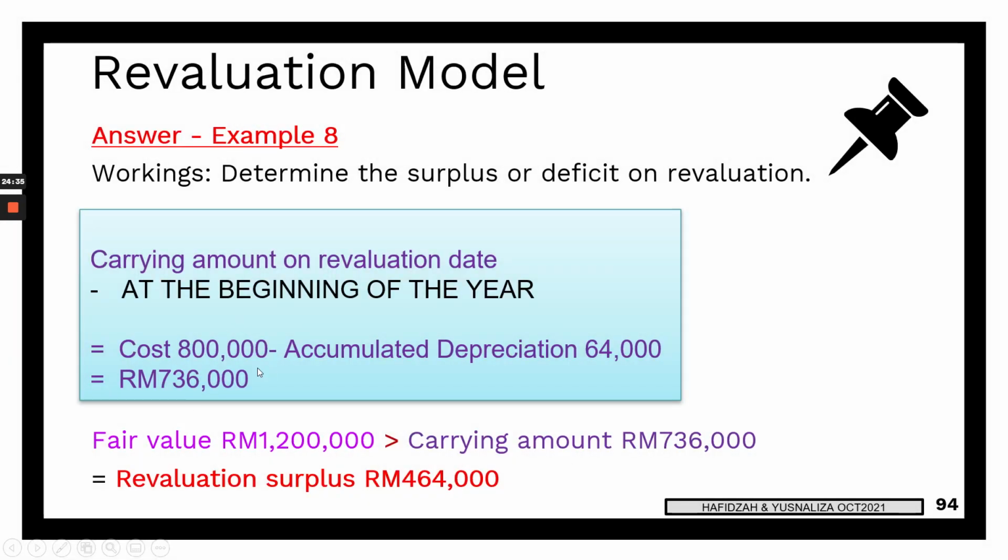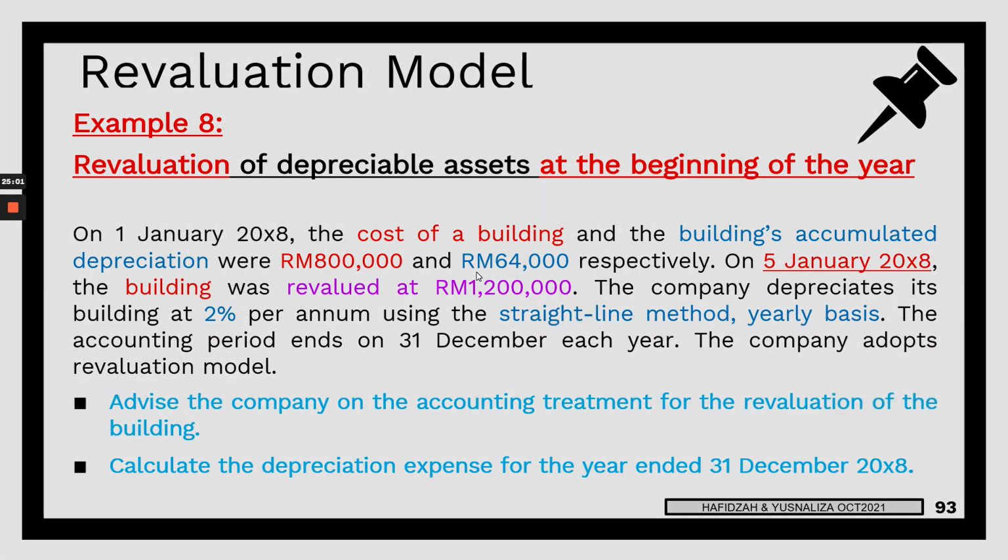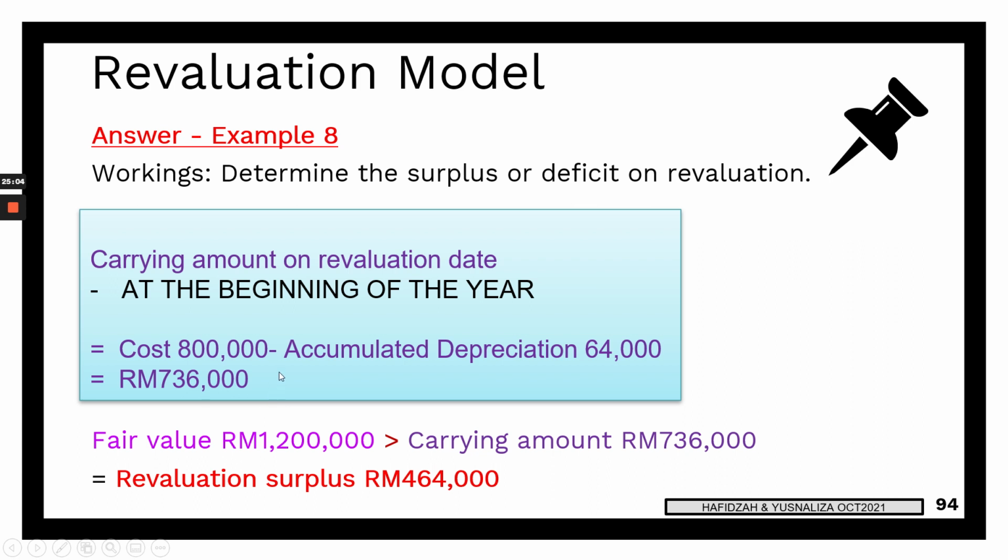First is to always calculate the surplus or deficit. Here is a surplus, and what happened would be to take the cost minus accumulated depreciation. In this question, the accumulated depreciation is given to you. You don't have to work it out. The one at the beginning of the year or the balance brought forward is given. And the revaluation took place also at the beginning of the year, 5th January. So there is no depreciation being charged in the year yet, and you decided to revalue at the beginning of the year. So cost is the cost as at the date of purchase. Accumulated depreciation here is where the date of revaluation, DOR, is at the beginning of the year.